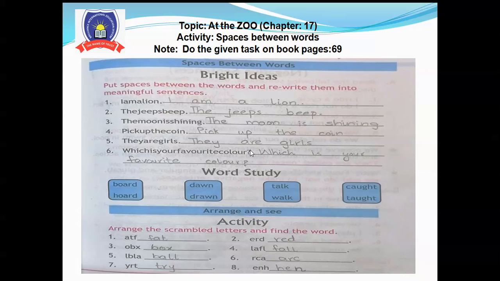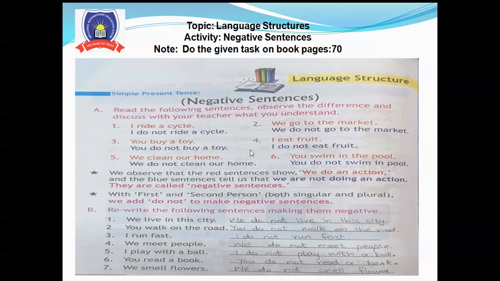Now moving to the next page, page number 70. Here your topic will be language structure, and in language structure you have to learn how to make negative sentences. Okay? Exercise A on page number 70 says: read the following sentences, observe the difference and discuss with your teacher what you understand. I am going to read it now and you have to listen to me carefully.